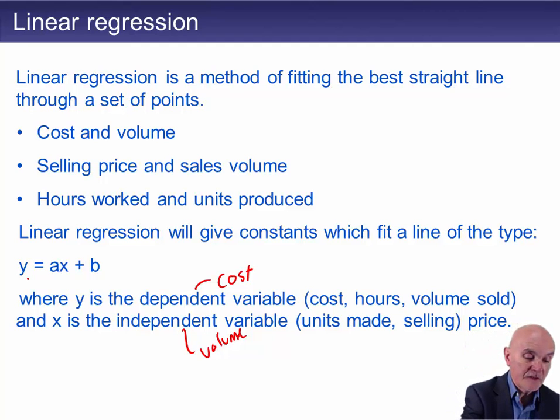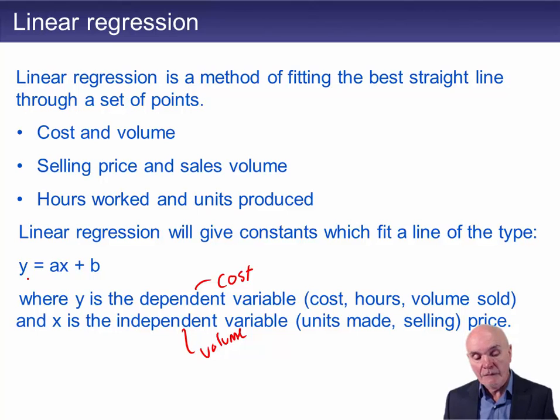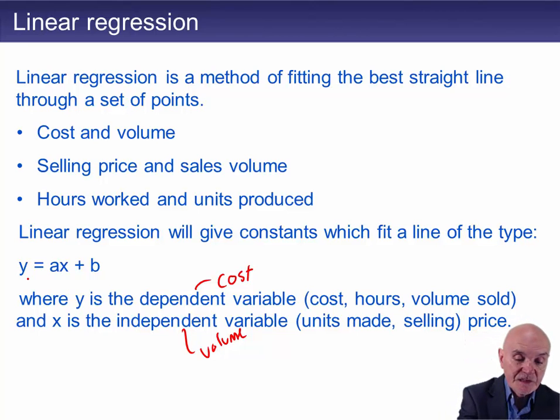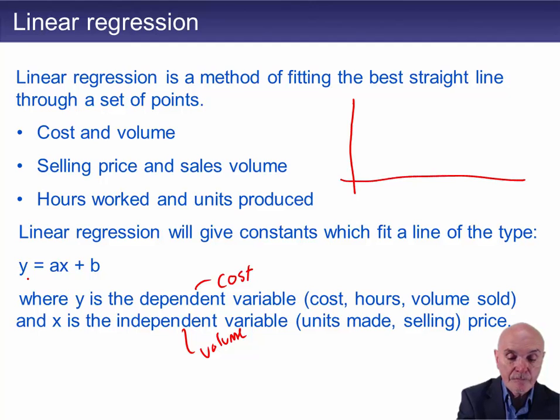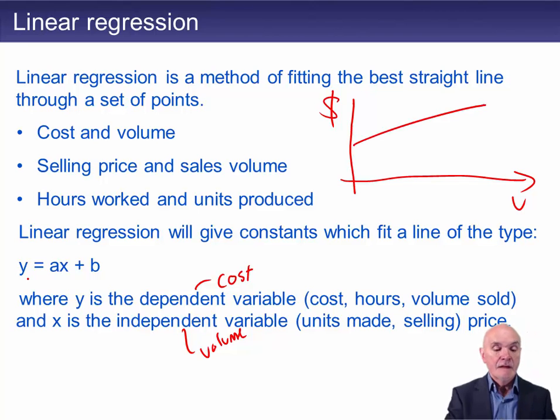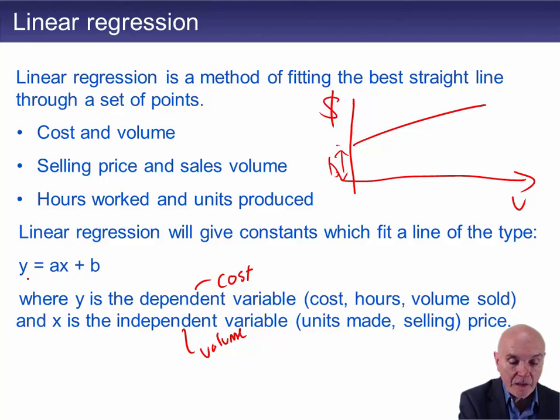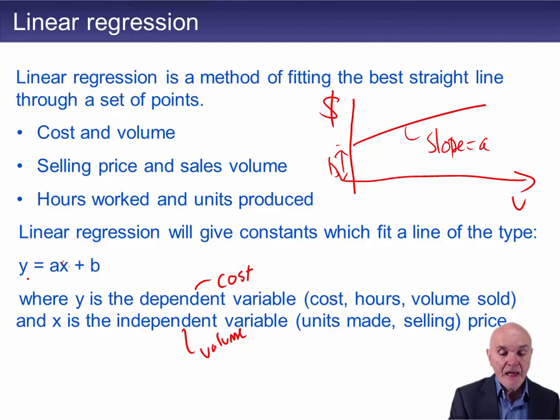b here is a value, so if you produce nothing, b is going to essentially still be a value. So in general, this graph is going to look like this. If you had your volume going out here and your costs going up here, it's going to be going like that. And this amount here, this is the b, this is the cost you're left with if the x was 0. And then it's going to go up here. The slope of this here is a. Every extra unit you make is causing an extra cost of an amount a.